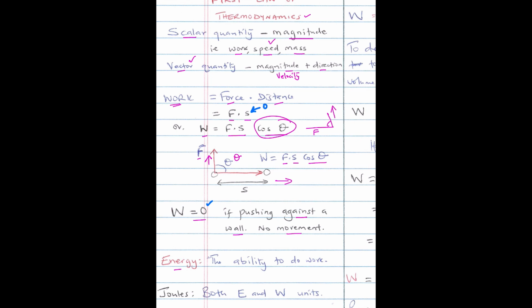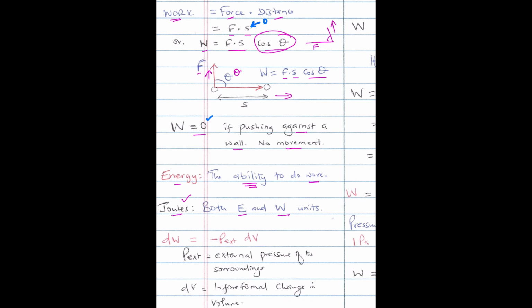Energy is the ability to do work. So energy is related to work, and energy is measured in joules. Both energy and work are measured in joules. Remember, work equals force times distance, and now energy is the ability to do work.